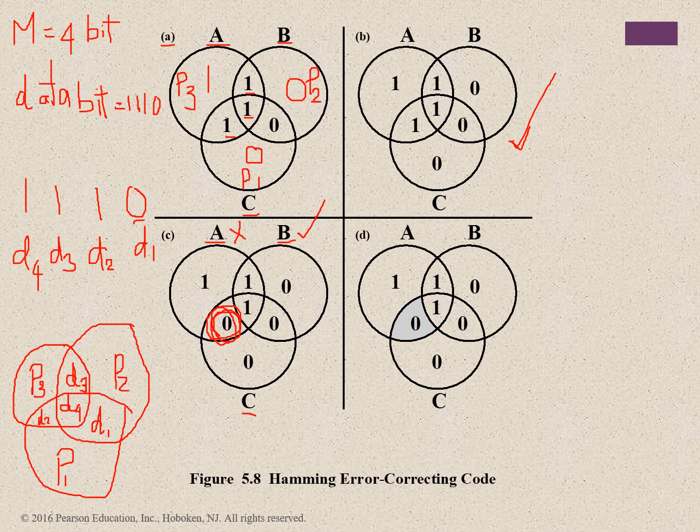So circle A and circle C are having a problem. That means the faulty bit is the one common to circle A and circle C. This bit is supposed to be not 0; it should be 1. So this data bit is corrupted. This is the error, and you fix it by making it 1. In this way, you can identify where the error is in the data bits and fix it. This is the simplest form of error correction code.